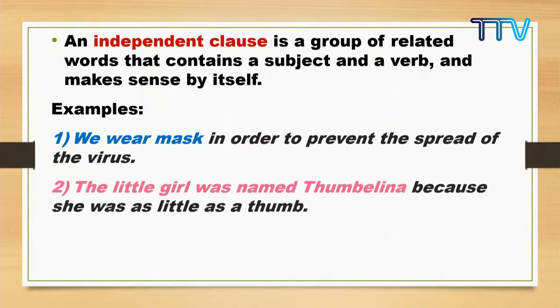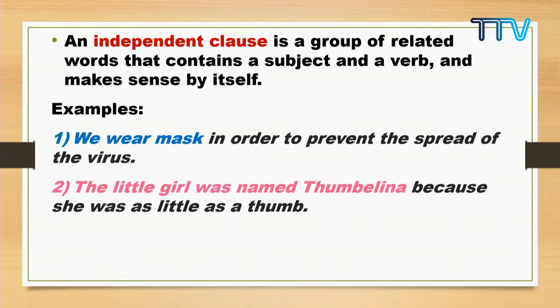And the second example: "The little girl was named Thumbelina." Do you remember the story we read yesterday? Yes, the Thumbelina story. The first example is from the session I took for the students of class 7 and 8, COVID-19 and all, right? So, "The little girl was named Thumbelina because she was as little as a thumb." The independent clause in this sentence is "the little girl was named Thumbelina." Though this is a part of the sentence, it can stand alone. It makes sense by itself. If we put a period after this, it is a complete sentence. But in this sentence, this group of words is functioning as a clause, a part of the sentence. It has a subject and verb. Can you see that? "The little girl," okay, "was named Thumbelina." So you can see the subject and verb.